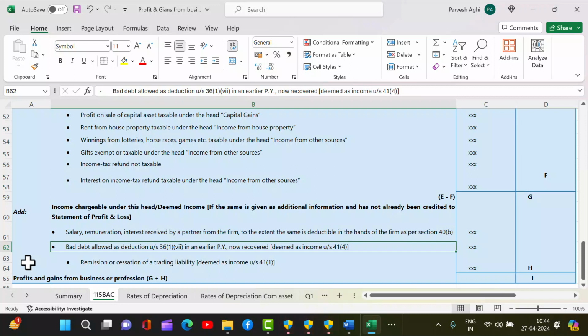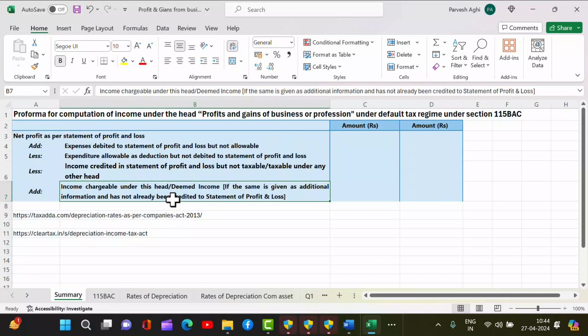Bad debt allowed as deduction under Section 36(1) in an earlier previous year, now recovered. So if you are able to recover some bad debt, which you have charged and shown as an expense in the earlier years, but now you have recovered, that will be added back. So we have understood most of the things.